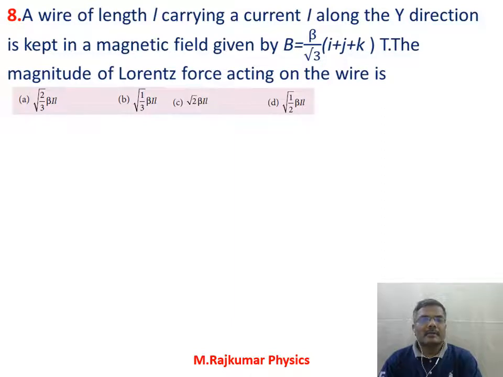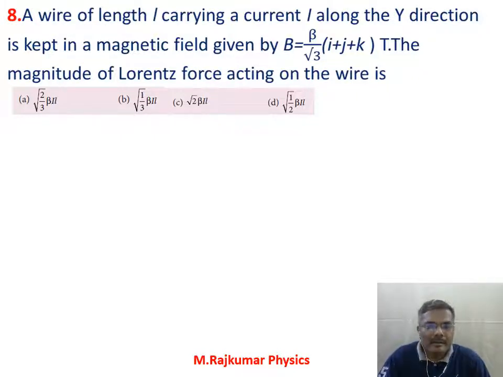So this is the question actually. A wire of length L carrying a current I along the y direction is kept in a magnetic field given by B vector equal to beta by root 3 into (i + j + k) Tesla. The magnitude of the Lorentz force acting on the wire is.